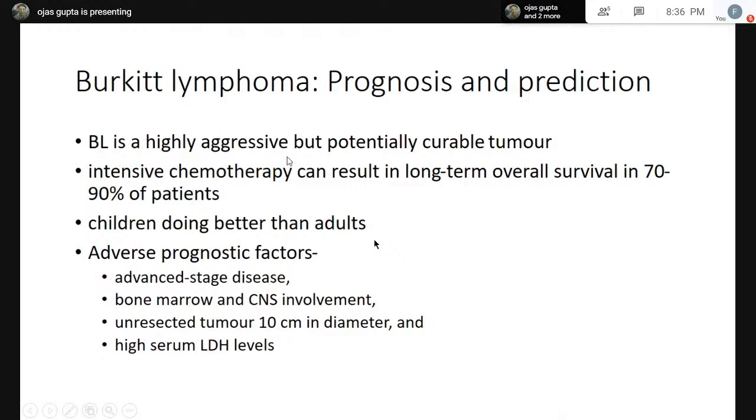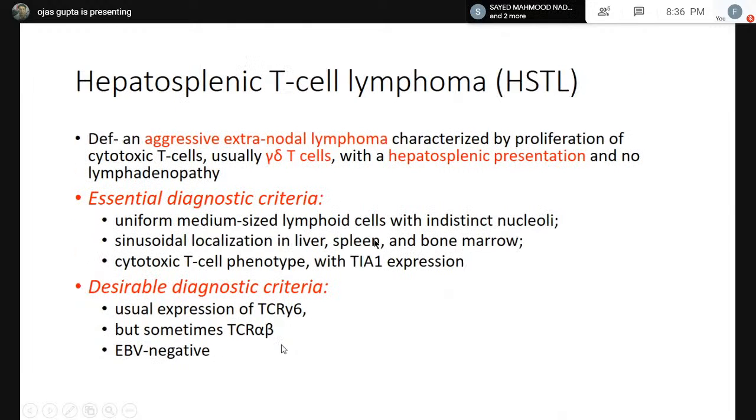Burkitt lymphoma is a highly aggressive but potentially curable tumor. It responds to intensive chemotherapy, and it can result in long-term overall survival of 70 to 90%. Children perform better than adults. Adverse prognostic factors are advanced stage disease, bone marrow and CNS involvement, unresected tumors that are 10 cm or more in diameter, and high serum LDH levels.